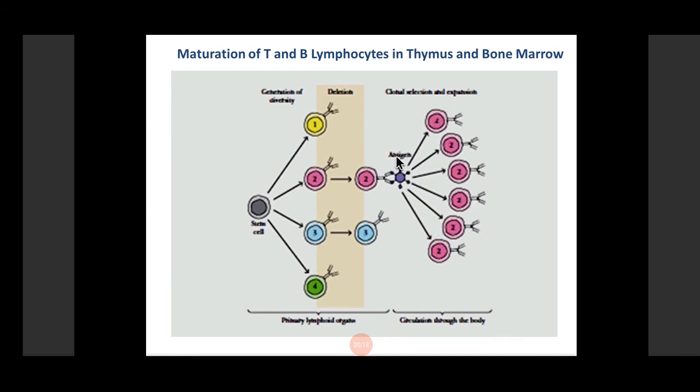And if this process fails, and it sometimes fails, it is not a foolproof process. In such a situation, the person develops autoimmune disease. So this is one of the reasons for development of autoimmune disease: non-removal of self-reactive B cells and T cells.